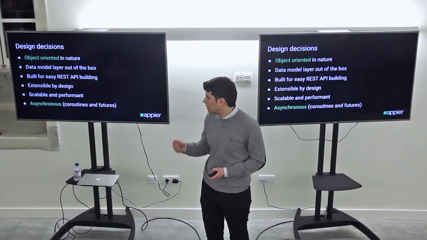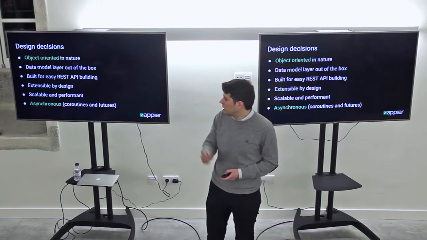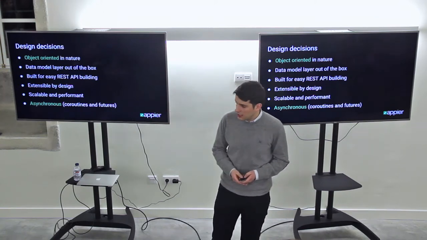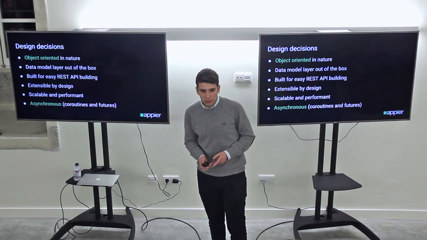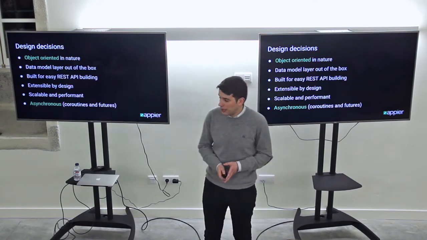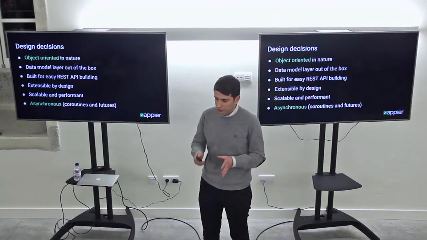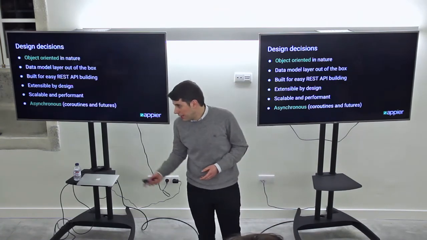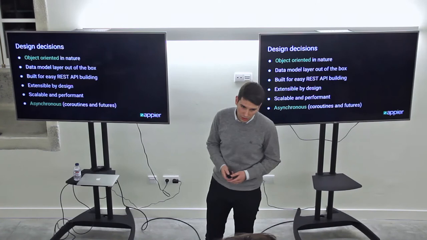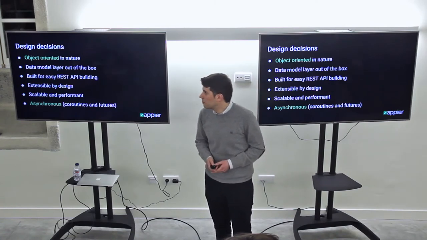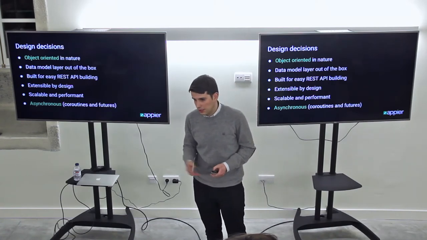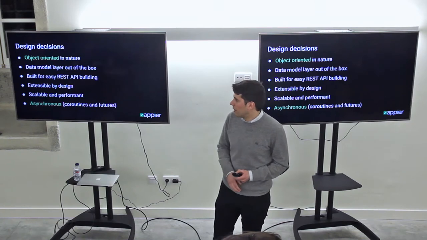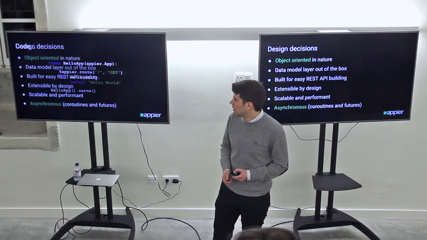And we wanted it to be scalable and performant. This is related with the final topic that we think is really the killer feature. We wanted it to be asynchronous by nature and built from scratch to be asynchronous, based on coroutines and futures. Basically, this is the way this works. For those familiar with Python 3.5, this is the way core Python works. We'll talk about that further on.